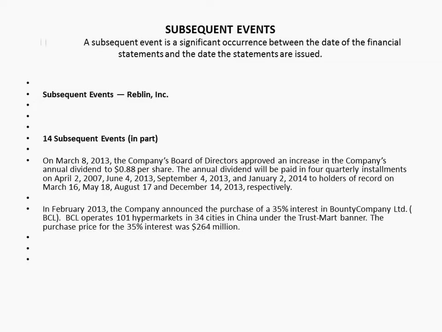Now, this would be an example of an other note. Subsequent events. On March 8, 2013, the company's board of directors approved an increase in the annual dividend to 88 cents per share. The annual dividend will be paid in 4 quarterly installments over the course of the next year. On February 2013, they announced a purchase of a 35% interest in some other company. These are significant events that happened after the balance sheet date, but before the financial statements were reported. This is considered an other note.